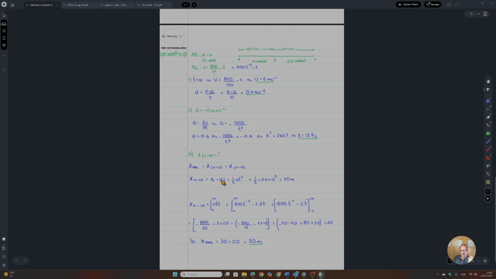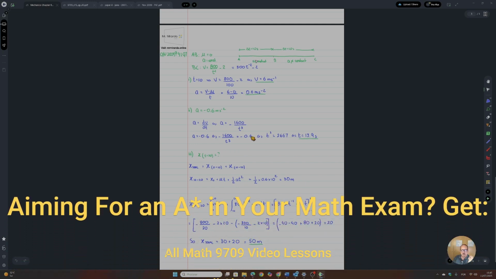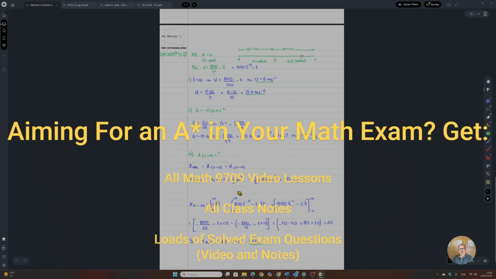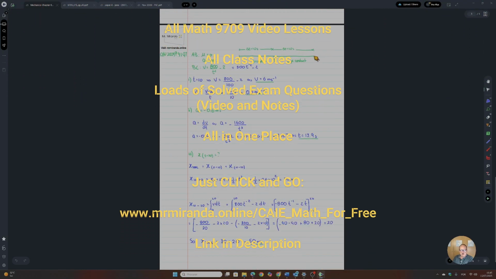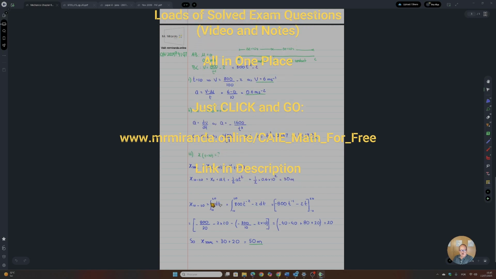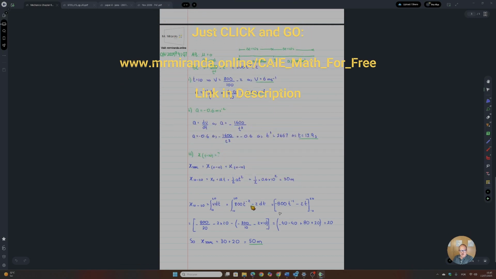So u equals 0, so you basically just have that part, 1/2 of a t squared, 0.6, so 30 meters over here. And then for this part over here, you just do the integral starting at 10 seconds up until 20 seconds of the expression for the velocity. Now, just calculate the primitive, substitute by the values 20 and 10.